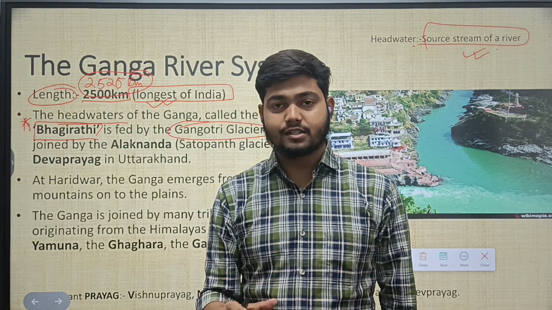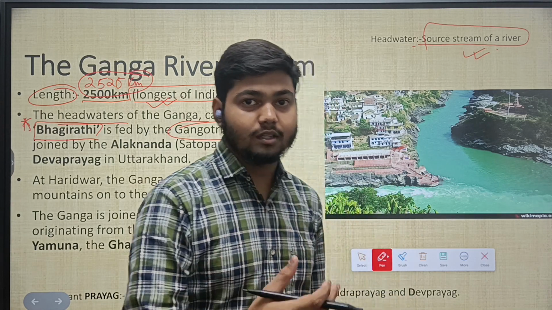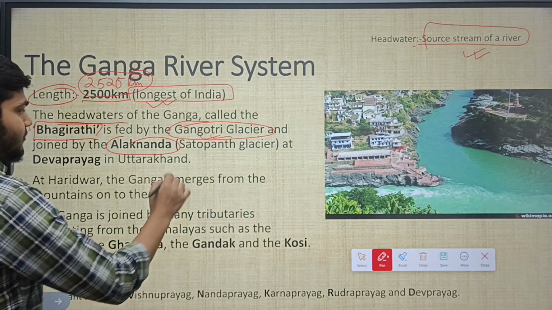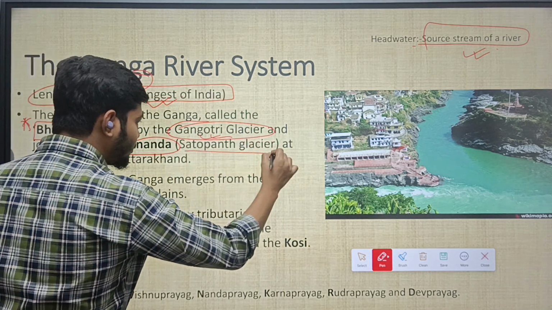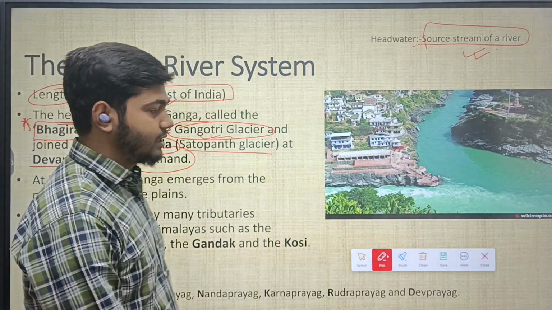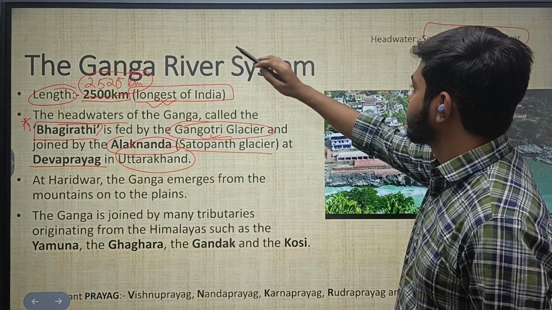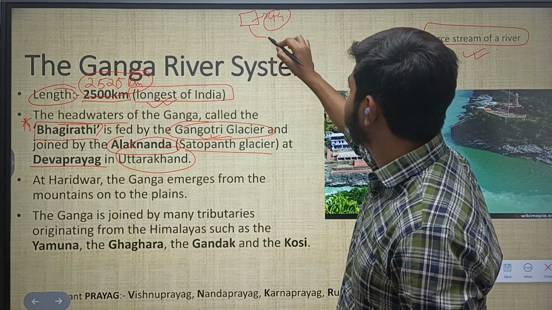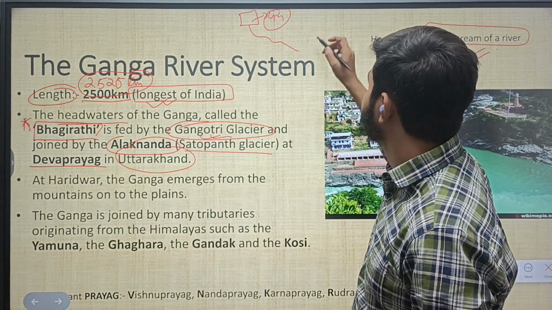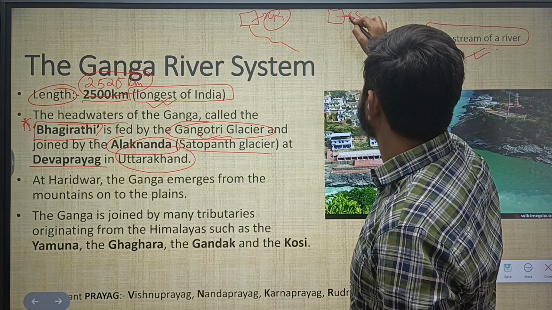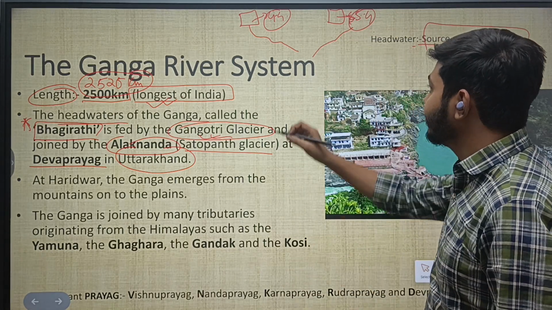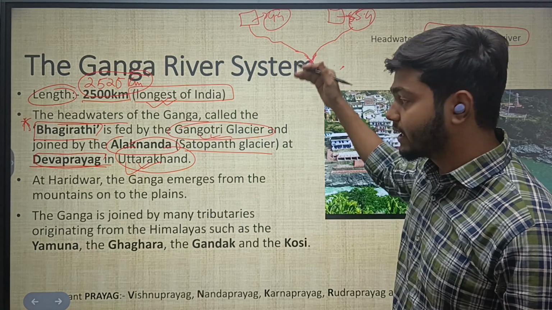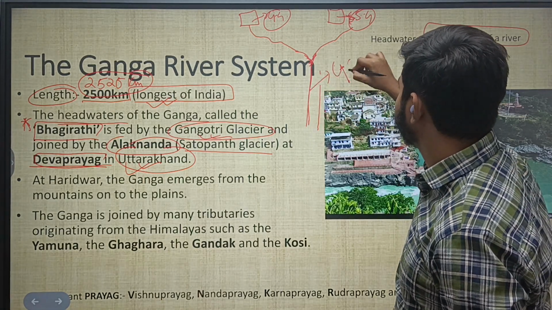Okay, actually Ganga is not originating from the Gangotri glacier, but the headwater, which is Bhagirathi, is fed by the Gangotri glacier and joined by Alaknanda, which is originating from the Satopanth glacier, at Devprayag in Uttarakhand. Let me explain this. Consider this is the Gangotri glacier, and from this place the Bhagirathi river originates, and this is the Satopanth glacier from where the Alaknanda river originates, and at Devprayag, which is in Uttarakhand, both rivers meet and join together to form a stream which is called Ganga.